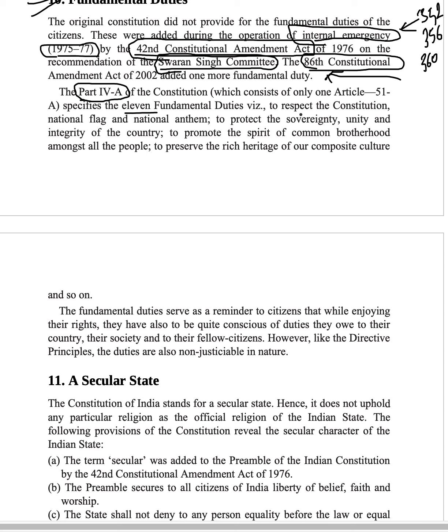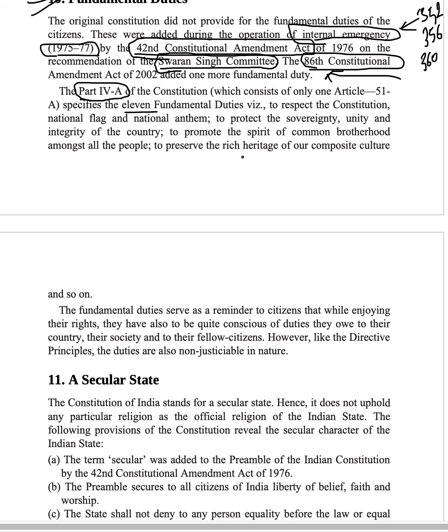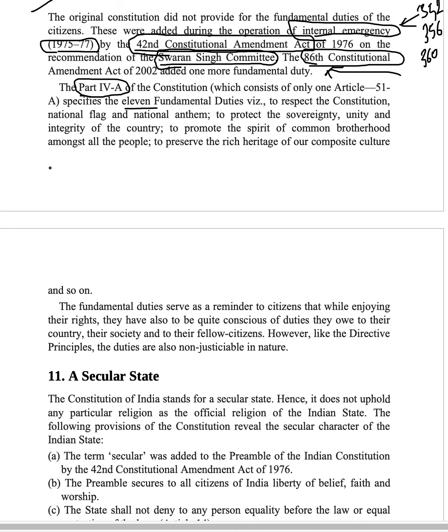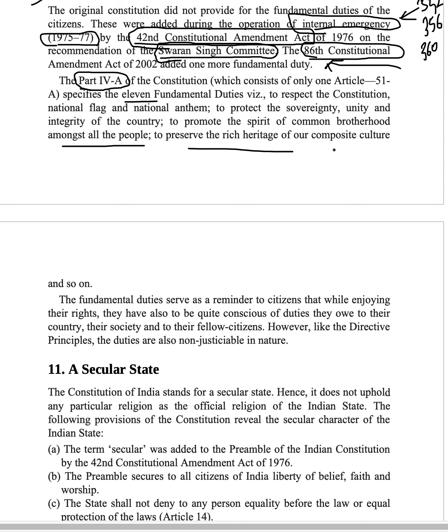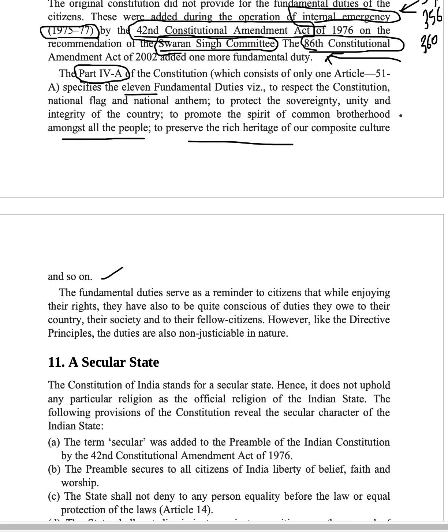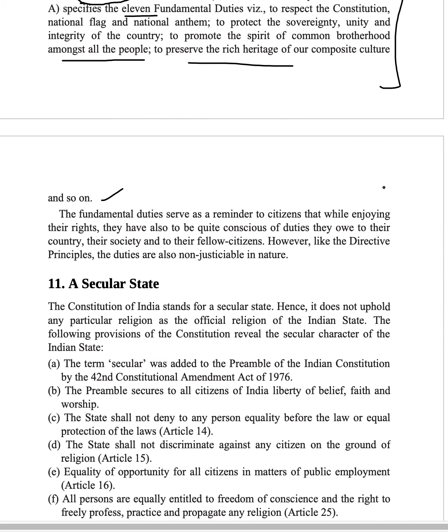So let's see what these are. To respect the Constitution, national flag and national anthem, to protect the sovereignty, unity and integrity of the country, to promote the spirit of common brotherhood amongst all of the people, to preserve the rich heritage of our composite culture, and so on. So they have given some fundamental duties. We'll read them in detail later.